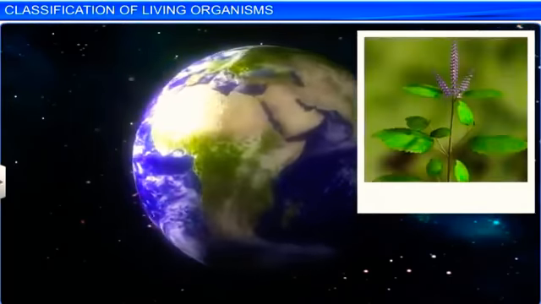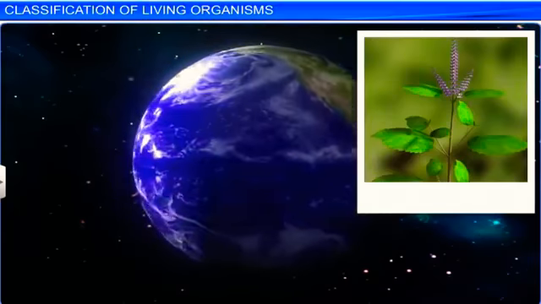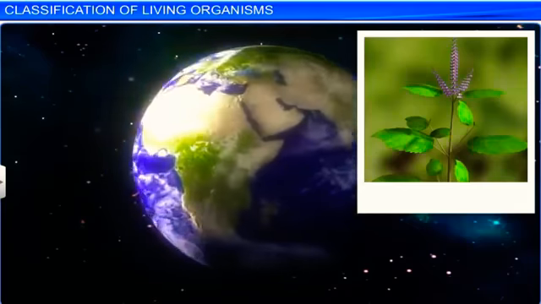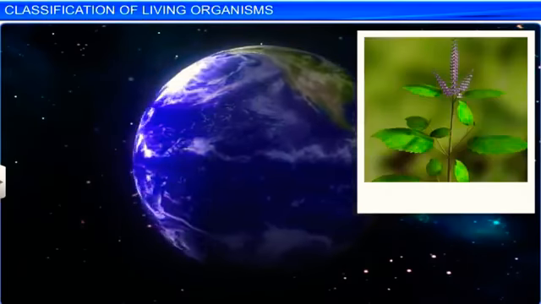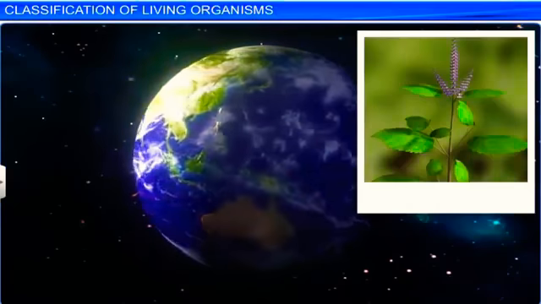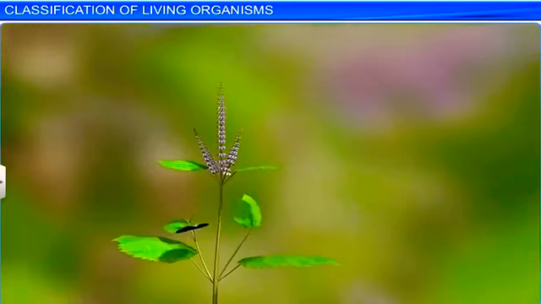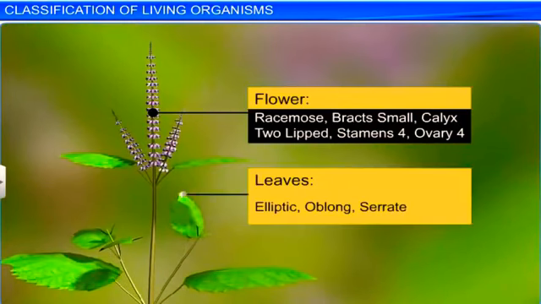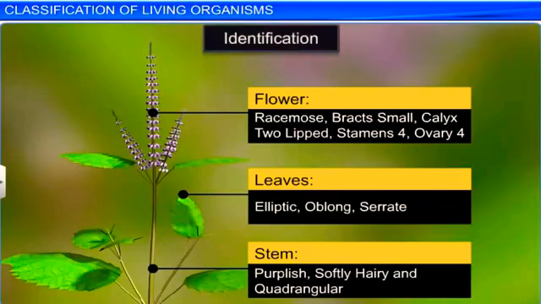To avoid this confusion, the name of a living organism must be standardized such that it is known by the same name the world over. This process is known as nomenclature. However, to name an organism, we need to know its correct description and to what organism the name is attached to. This is known as identification.